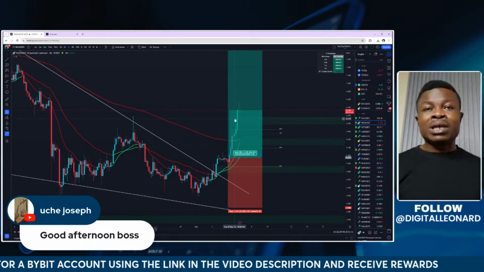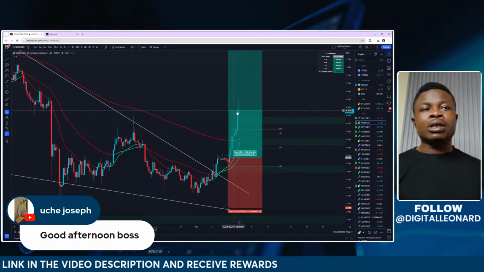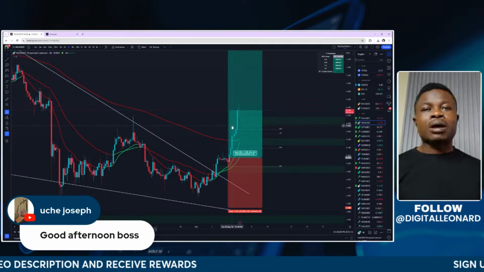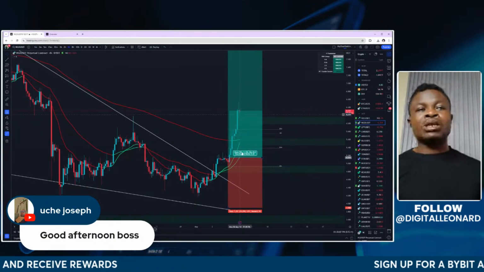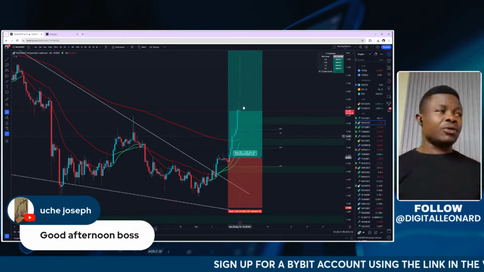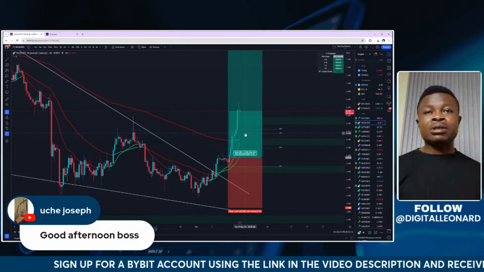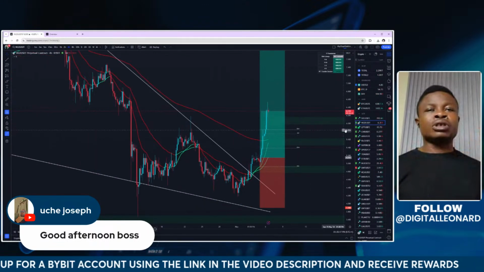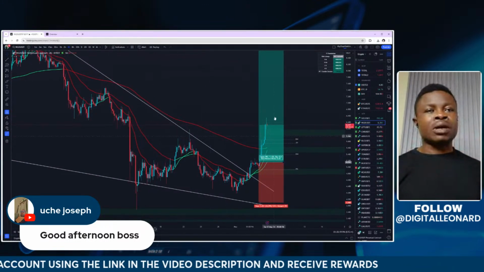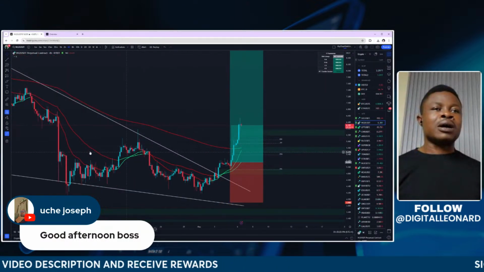So I had to close half of my position and then break even on WLD. I just moved my stop loss to entry. I've been on this trade for a while now, but for those of you who entered this morning, if you have broken even already, all you need to do is hold on to the trade. But I feel there will be a pullback.